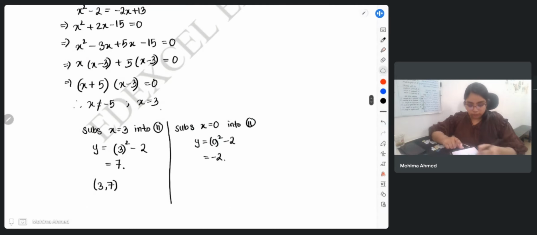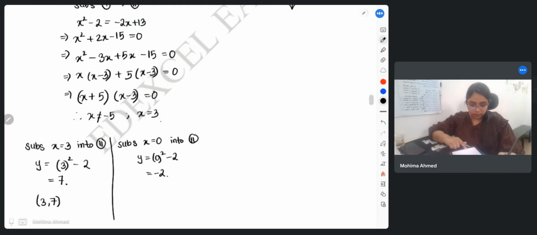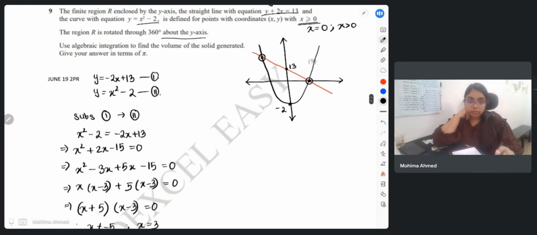So from your graph, if I just take this to the left a little bit, if you focus on exactly what region they were talking about to calculate the volume for, they were talking about this region over here specifically, between the y-axis, curve, and straight line. They never stated anything about the x-axis being the boundary. So this is the region they're focusing on to calculate the volume for.